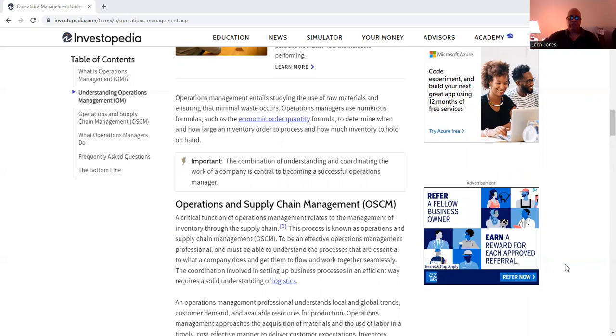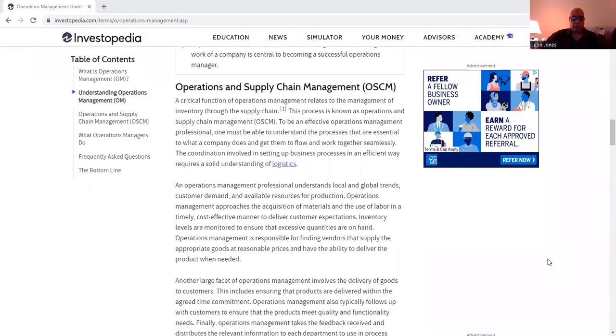Now we have OSCM, and I'm not talking about Operations Specialist Master Chief. That's what we used to say in the Navy. What I'm talking about when we deal with OSCM is operations and supply chain management, because they go hand in hand. The critical function of operations management relates to the management of inventory through the supply chain. The process is known as operations and supply chain management.